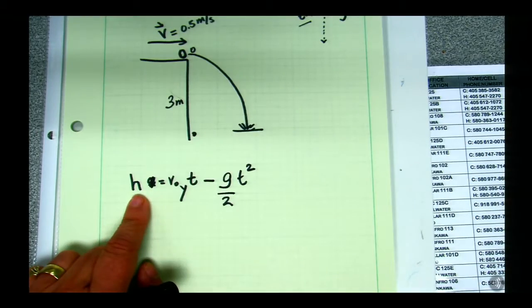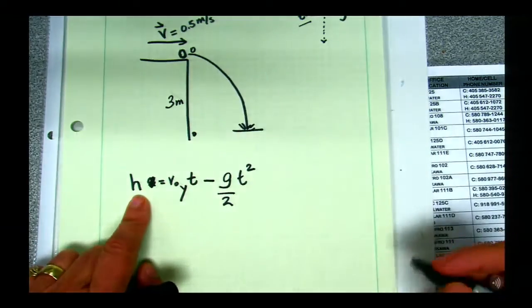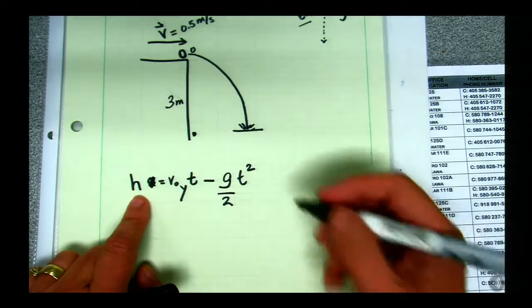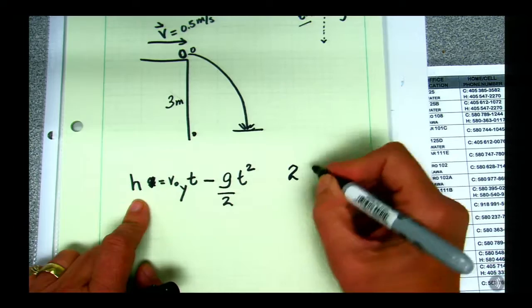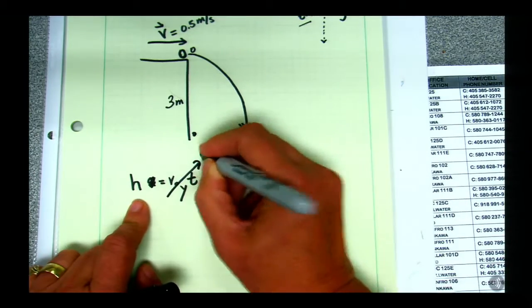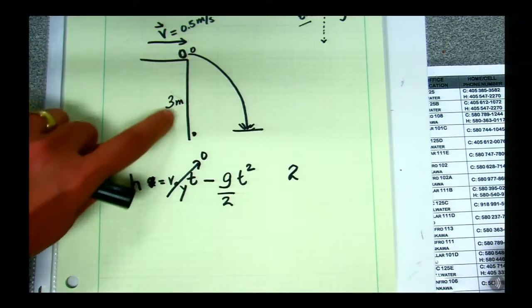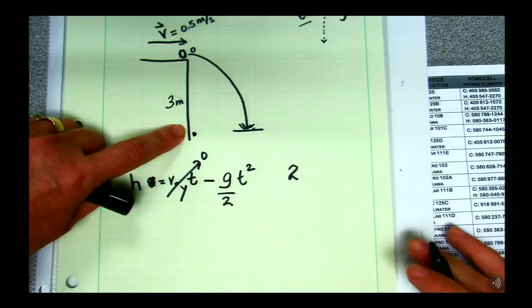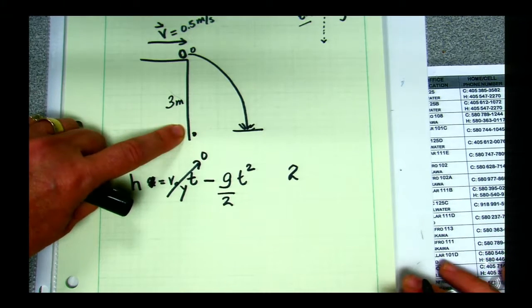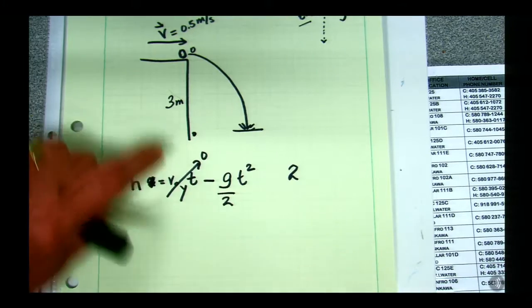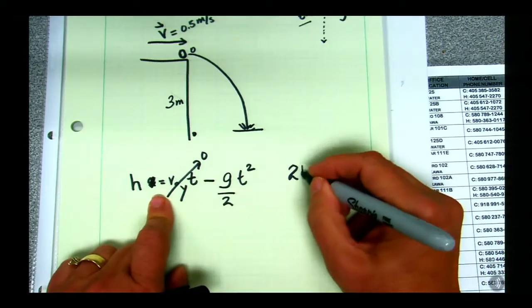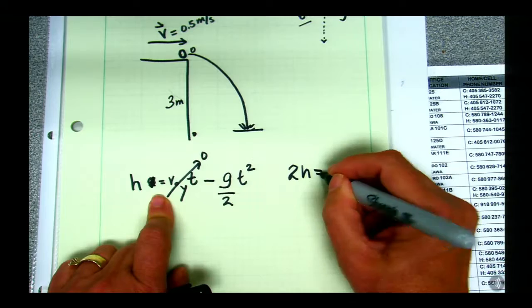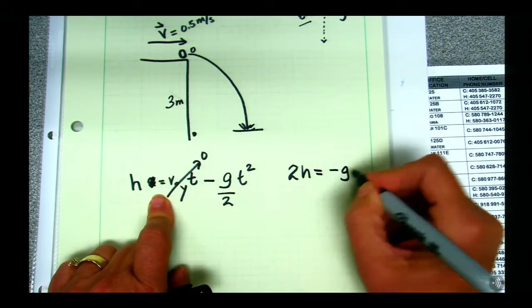That's the motion I'm going to have in the y direction, so I can solve for time. This becomes 2, that's 0, because in my y direction I have no velocity when I'm starting. I'm just dropping it. And then I've got 2h is equal to minus gt squared.